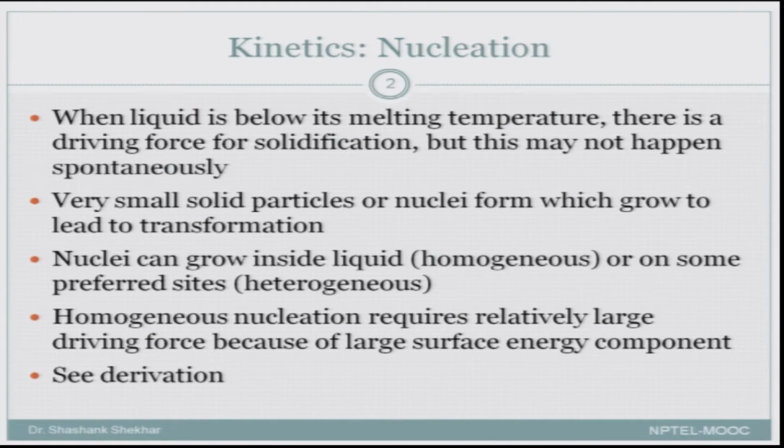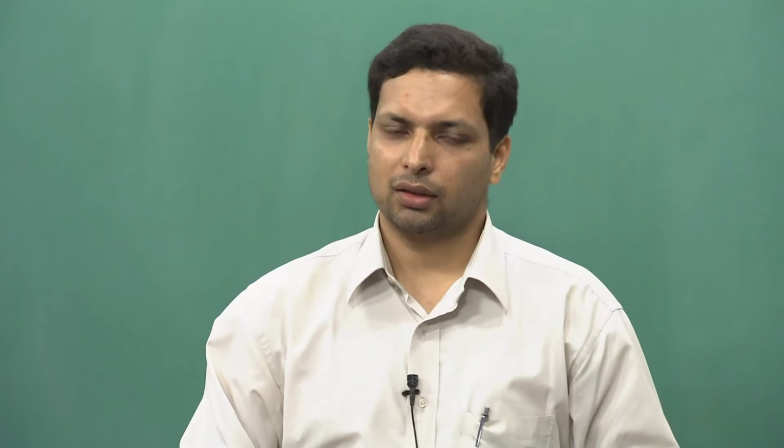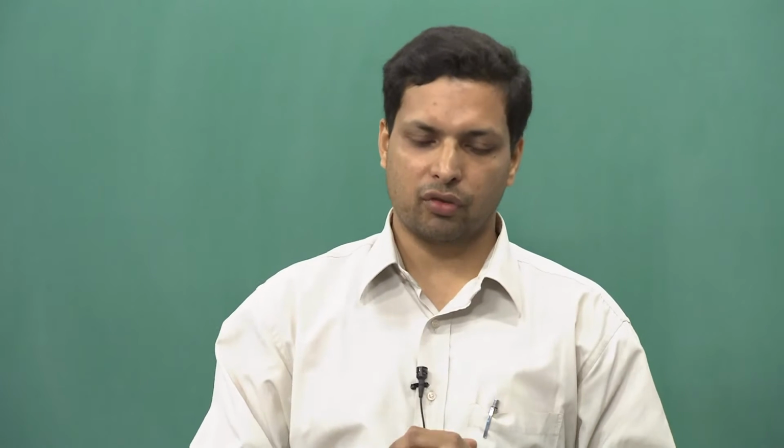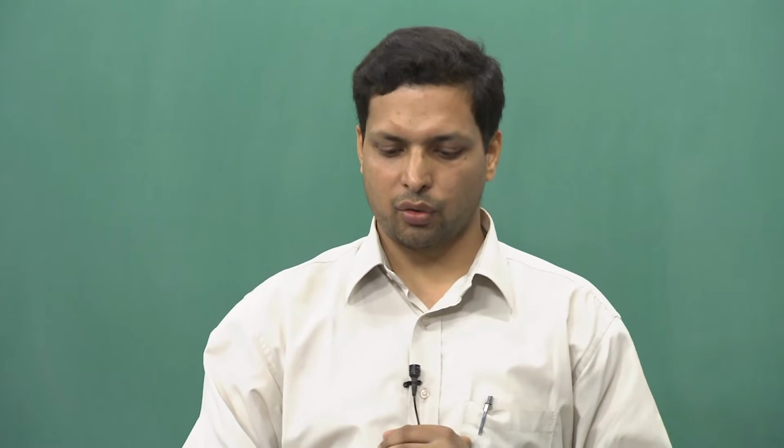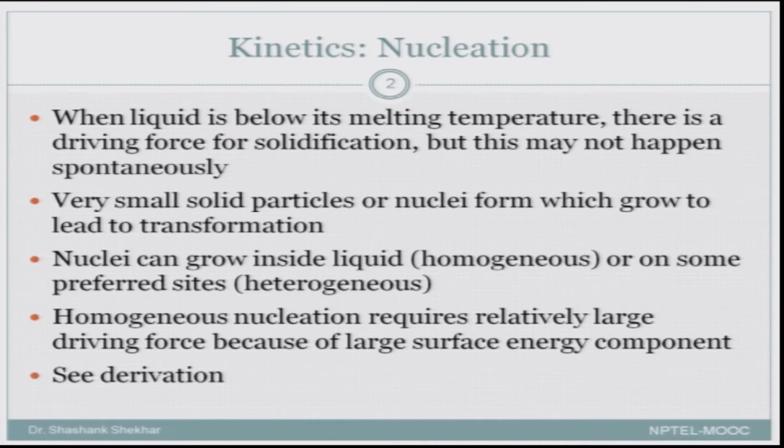Nuclei can form anywhere randomly inside the liquid, which is called homogeneous nucleation, or at some preferred sites, most likely the mold sites. If you have kept a mold, then nucleation may take place at those preferred sites, and in that case it is called heterogeneous nucleation. Homogeneous nucleation requires relatively large driving force, and that is what we'll begin with when we look at some of the equations related to nucleation.